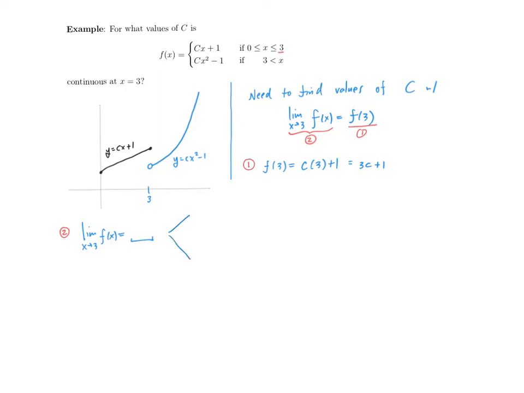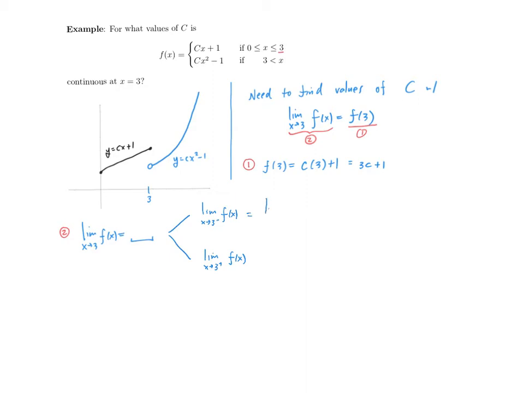So two things are going to be needed. What is the limit as x approaches 3 from the left? What is the limit as x approaches 3 from the right? In order for the limit to exist, those two numbers, or limits, need to be equal.